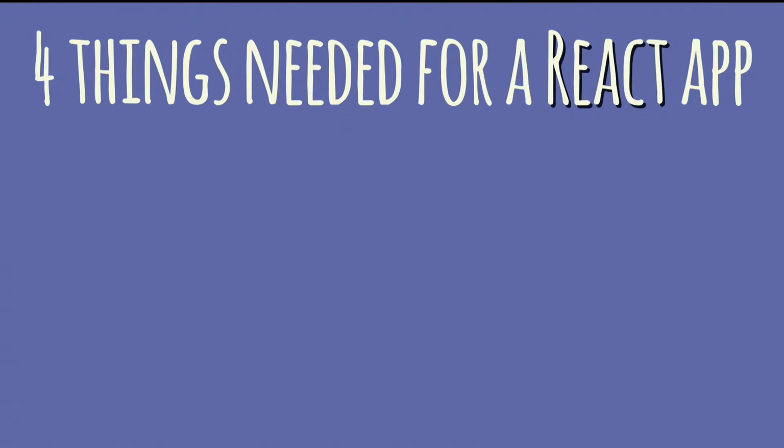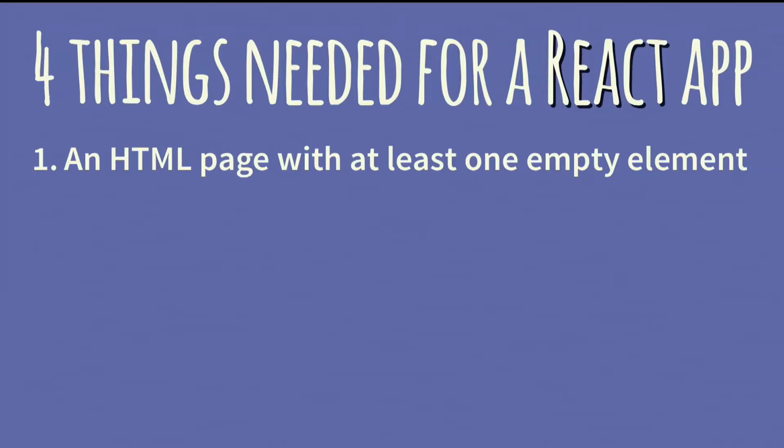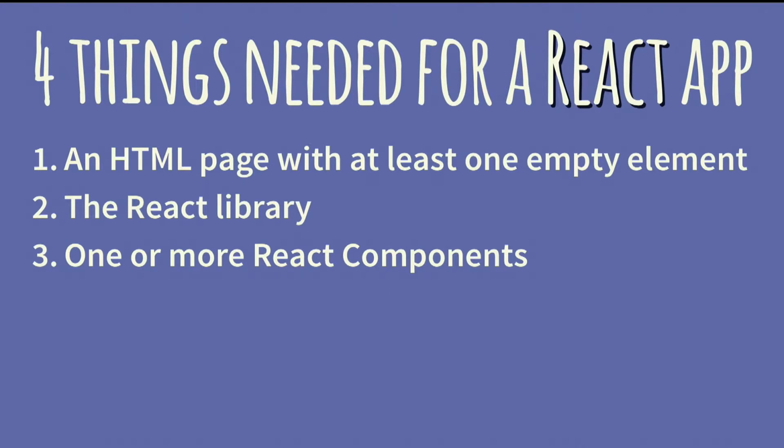Okay, so to build a React application, you really only need 4 things. The first thing is you need an HTML page with at least one empty element. Typically, that element is just a div, and typically it has an ID of root, and we'll show you that in a minute. You need to import the React library. We'll show you how to do that. You need 1 or more React components, typically more.